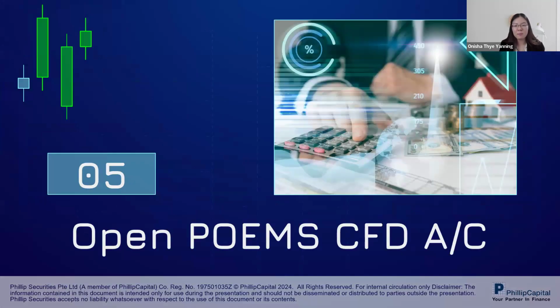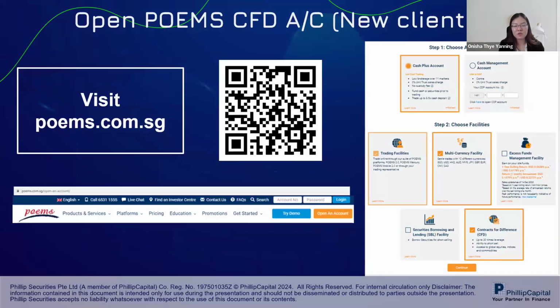Okay, so now let me guide you in terms of how you can open your POEMS CFD account. Okay, so you actually can open the account without having to fund in first. So which means that you opt in, you open an account, which is automatically a stock account, and then you opt into CFD. Okay, so I'll just land on this page for a few minutes for you to open or scan this QR code lah. So then you just visit this poems.com.sg, and then you go and open an account.